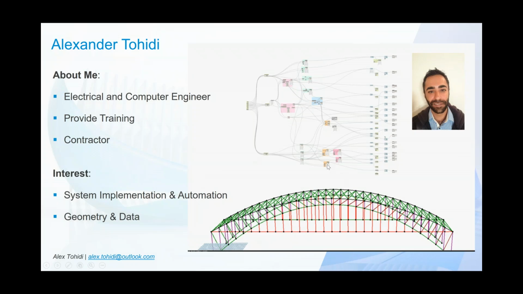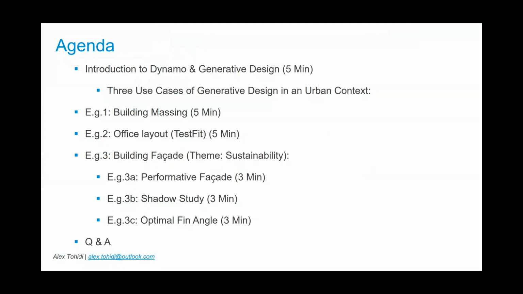This is an example of a harbor bridge we developed using Dynamo a while ago, almost 3-4 years ago. Okay, the agenda of this webinar: at the beginning, I will give a quick introduction to Dynamo and generative design for almost 5 minutes, complementing what Sam told, and then we move on to examples. We have this imaginary urban context, and for the first example, we run building massing for about 5 minutes. For the second one, office layout, about 5 minutes, and at the end, we talk about building facade.